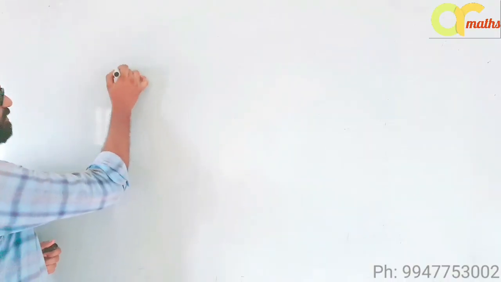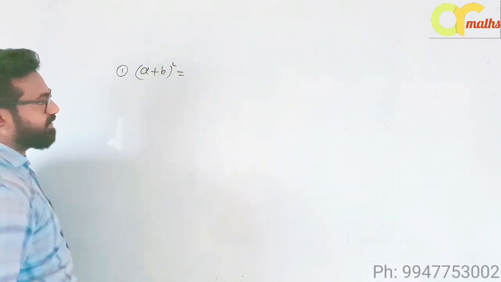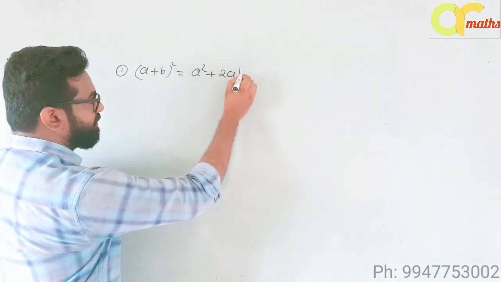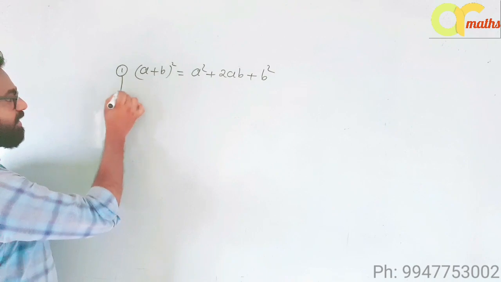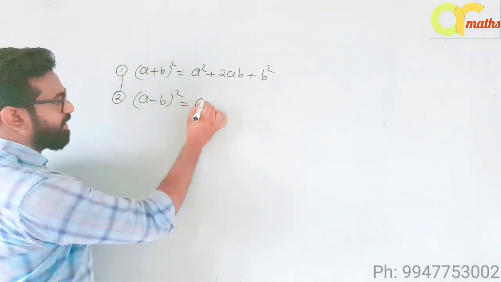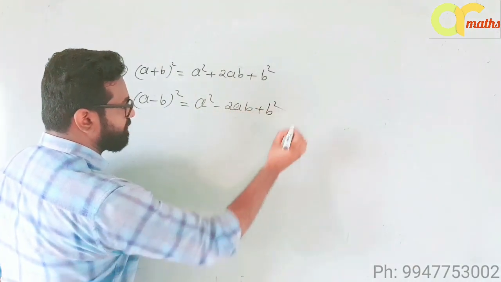Okay. Next our topic is algebraic identities. So the first identity is a plus b all square. What is a plus b all square? Yes, that is a square plus 2ab plus b square. What about a minus b all square? A minus b all square equal to a square minus 2ab plus b square.